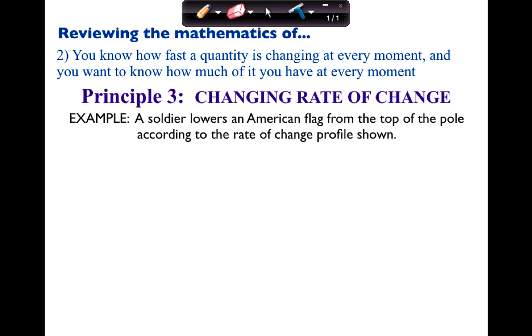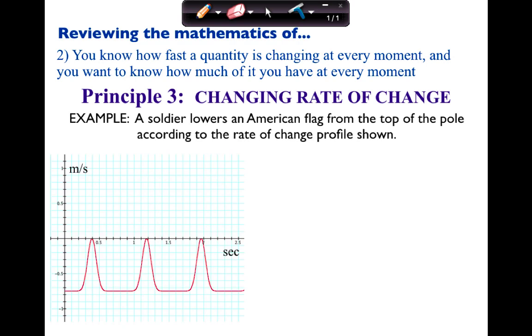So the same soldier, maybe this is a different soldier, lowers the American flag from the top of the pole according to this rate profile now. I want you to take 30 seconds. So this is rate of change, but it's a different rate of change graph, a different set of points. I want you to talk to your friend again and say, why does this rate of change profile make more sense than the first one that we looked at? Go.